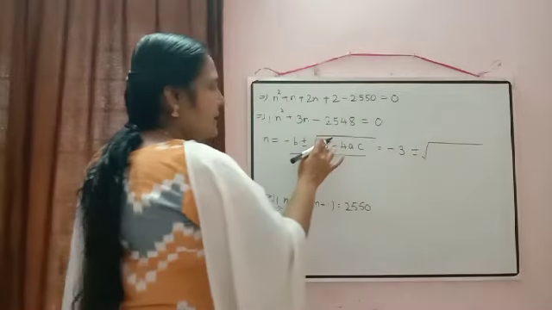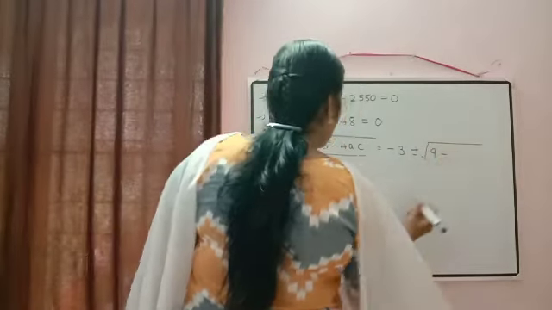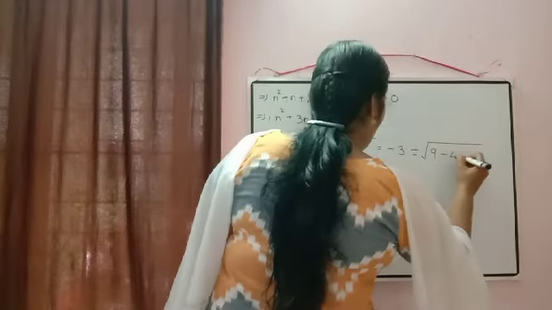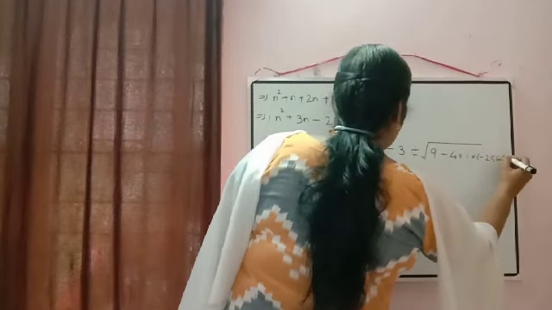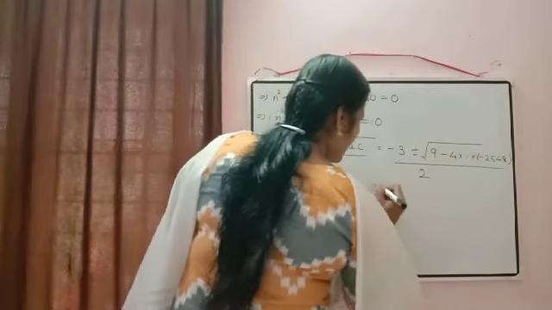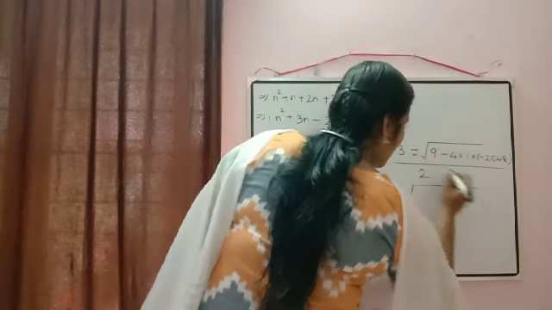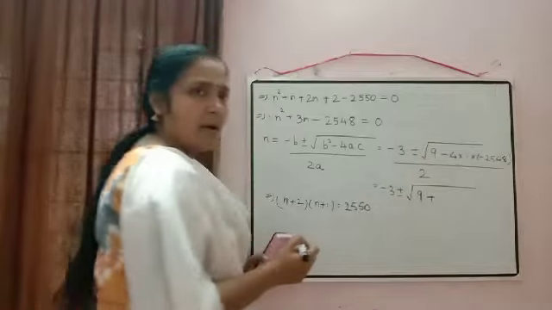root of b square. So 3 square will come. So that will be equal to 9 minus 4ac. So 4 into 1 into minus 2548, by 2a. So the value of a is 1. Then here we will get minus 3 plus or minus square root of 9. Minus into minus will be equal to plus.